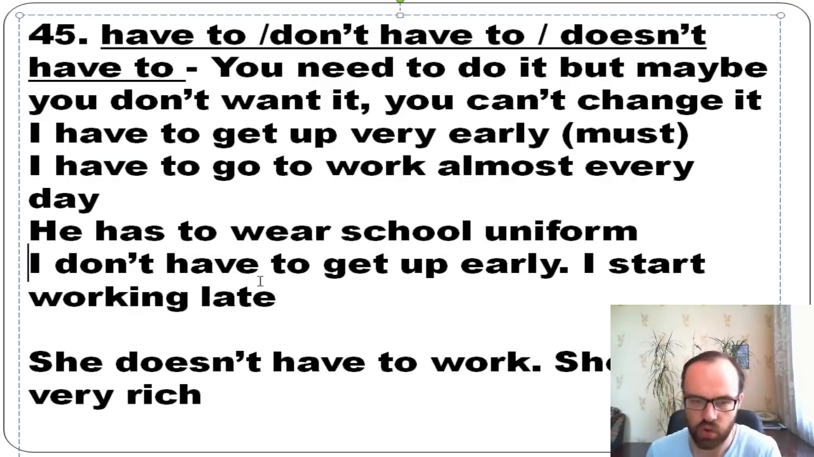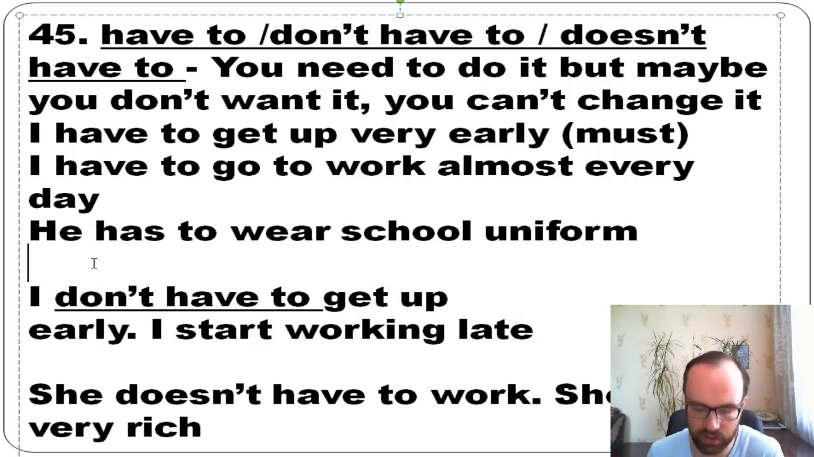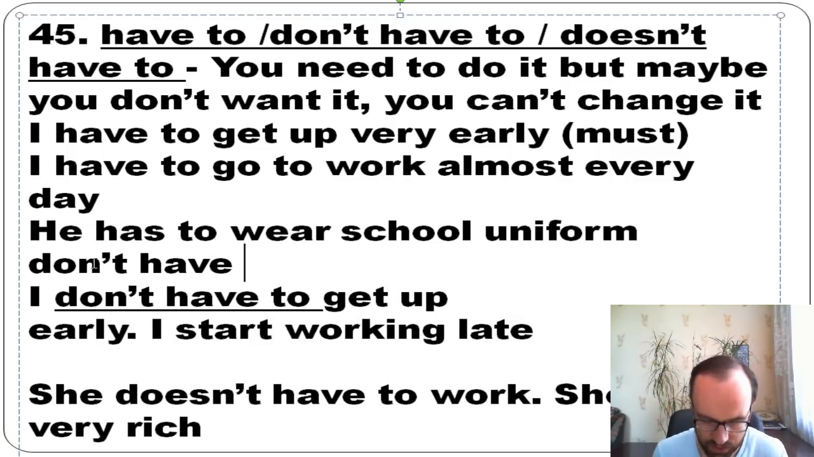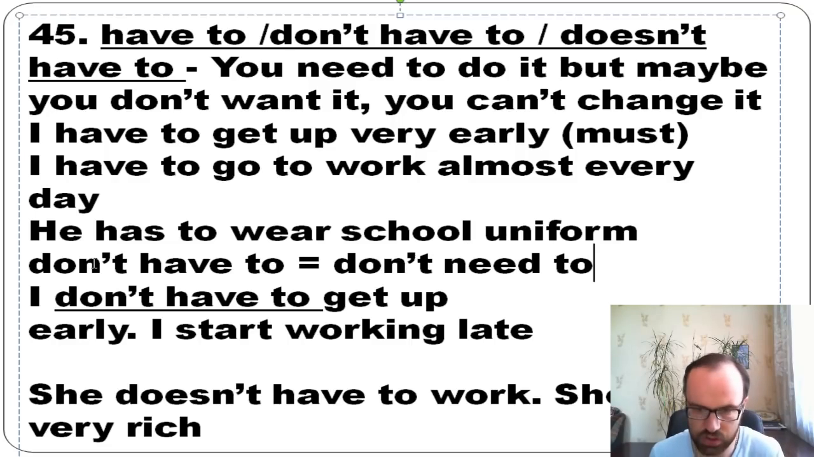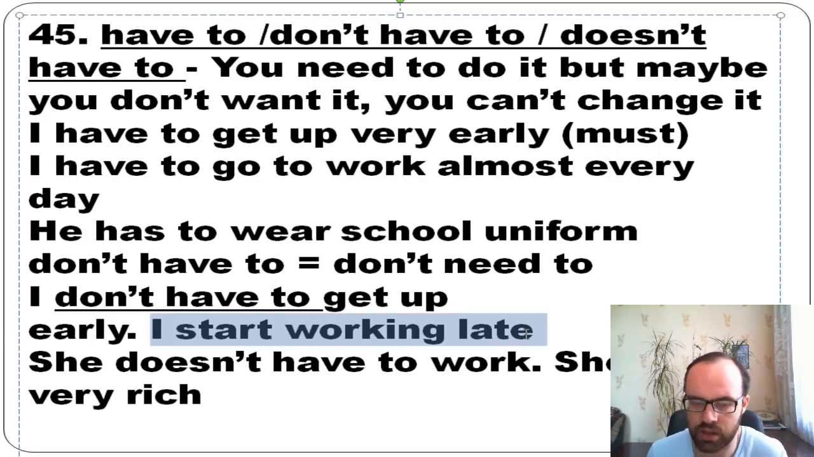Okay, sometimes we can meet don't have to. Don't have to has another meaning. I don't have to get up early. It means that I don't need. Don't have to means don't need to. So you see, I don't have to get up early. I start working late. It means that you start working late, and why do you need to get up early? You can sleep more.